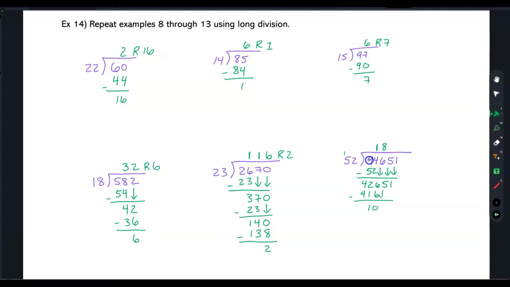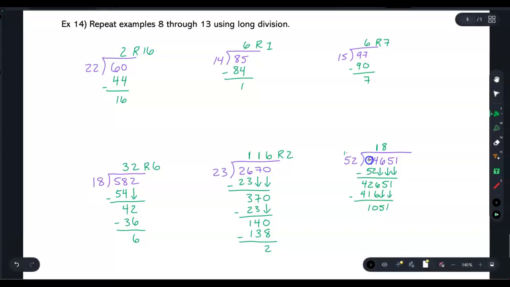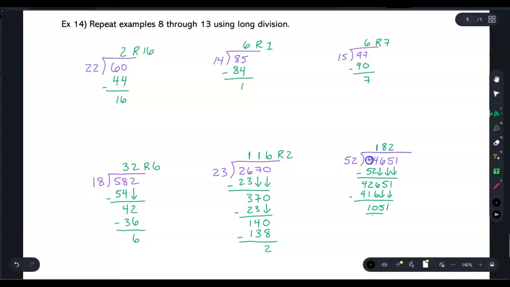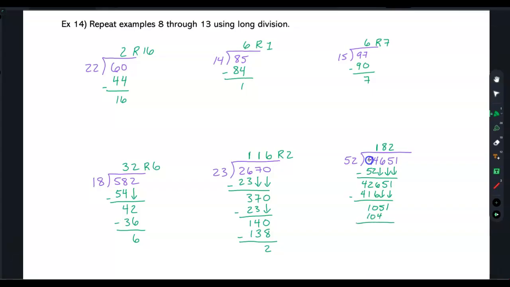And then let's bring the rest down. So then 52 into, I don't have to do 1051, I could just do 105, right? So 52 goes into 105, I think 2 times. So 2 times 52 is 104. So 105 minus 104 is 1, but then I need to bring this 1 down.